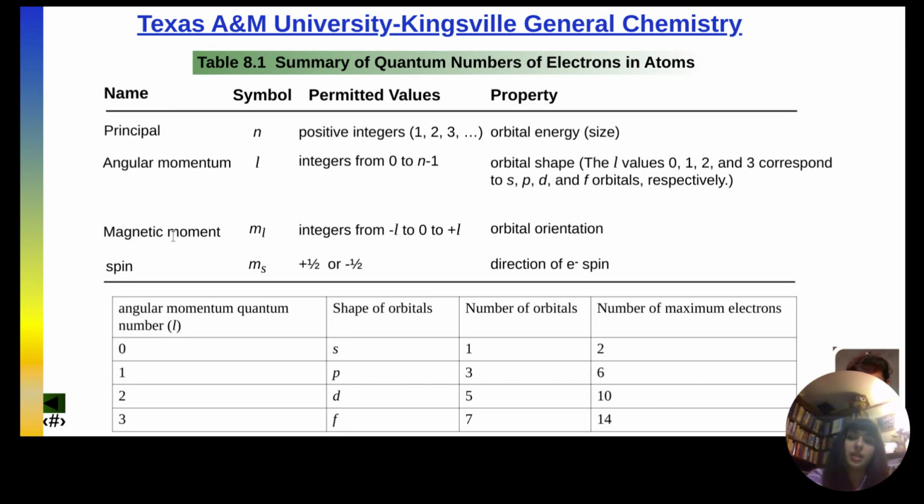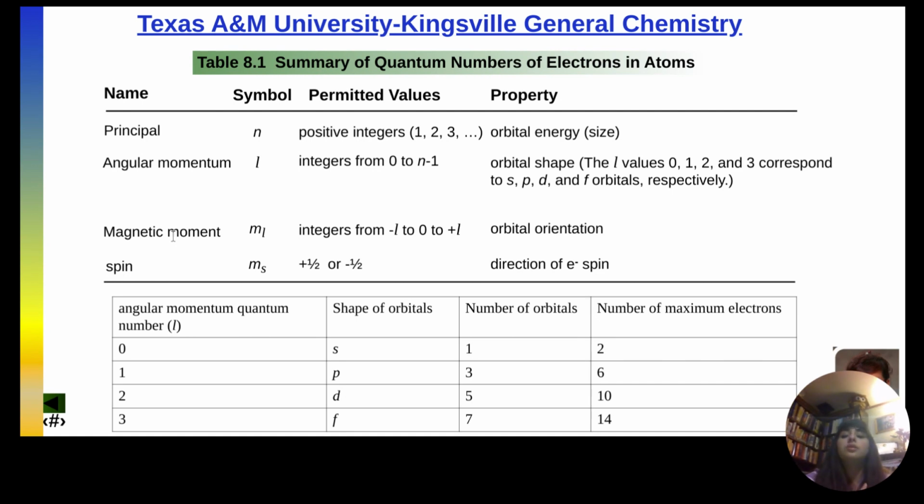Moving on to our magnetic quantum number, the symbol is ml. The integers from -l to 0 to +l are our permitted values. The property is the orbital orientation. Finally, our spin, the symbol is ms. The permitted values are +1/2 or -1/2, and the property is the direction of the electron spin.